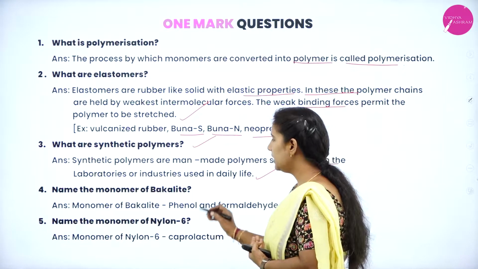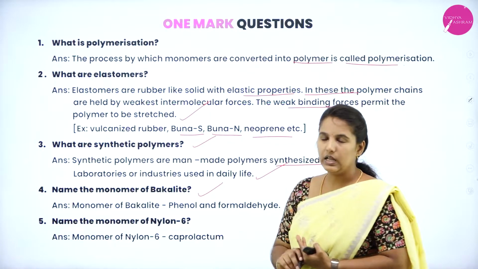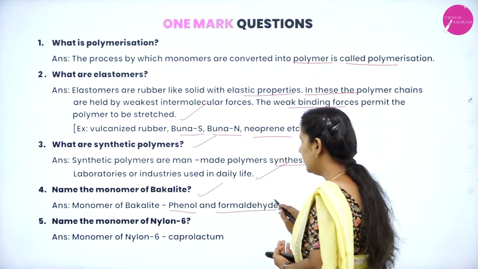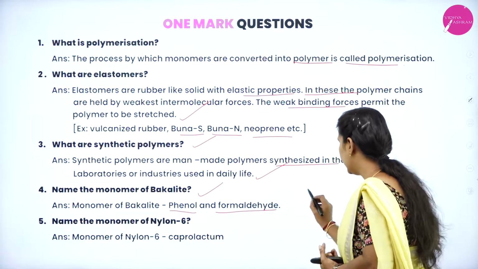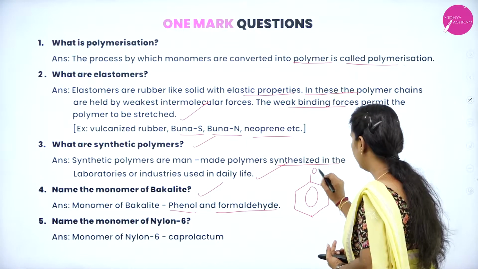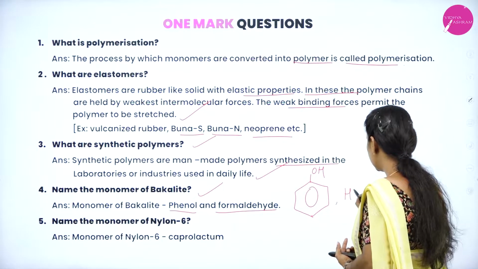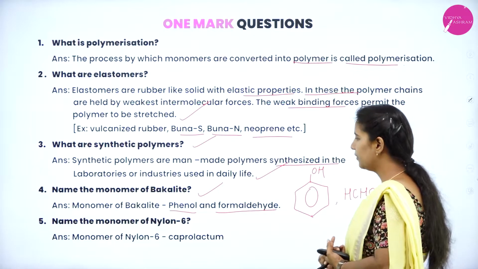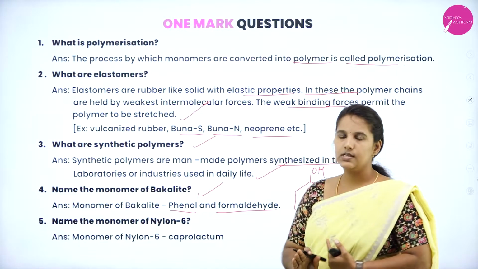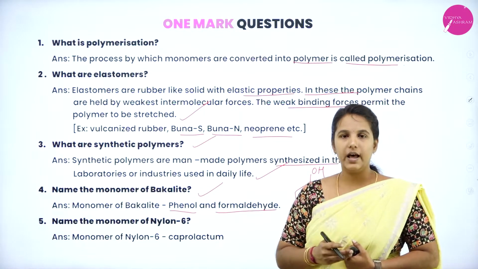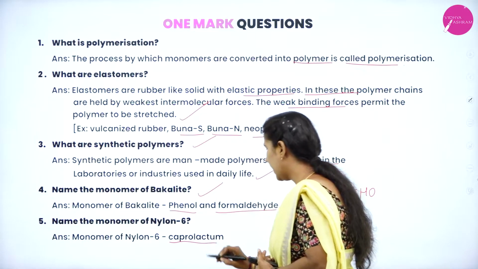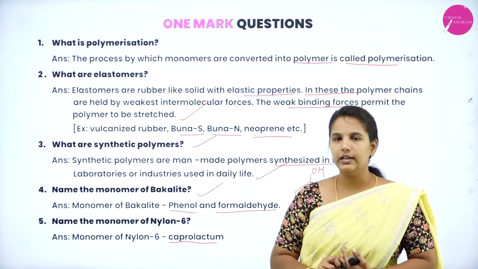Next question. Name the monomer of bakelite. We know that in bakelite, we have the monomers phenol and formaldehyde. This is phenol and formaldehyde is HCHO. Okay. Next question. Name the monomer of nylon 6. In nylon 6, we have the monomer caprolactam. So caprolactam is the monomer of nylon 6.